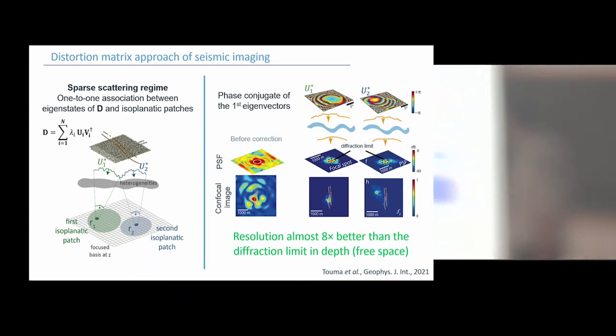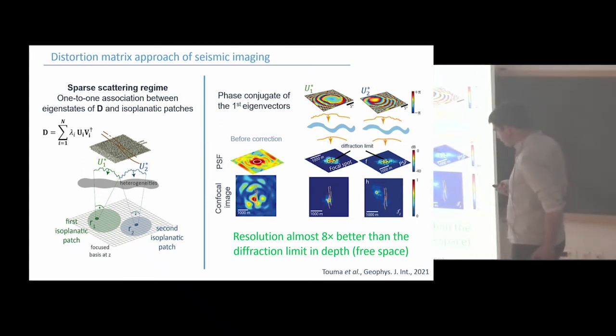So apparently it's more P wave that we should detect in that case when we focus at depth. So we are in a sparse scattering regime, and mainly it will be justified a posteriori, but we have a few scatterers at each depth. And in that case, it's quite convenient because you have directly a one-to-one association between the eigenstates of the distortion matrix and the isoplanetic patches. So it means that you can use several eigenvectors to focus on different locations, different isoplanetic patches in the medium.